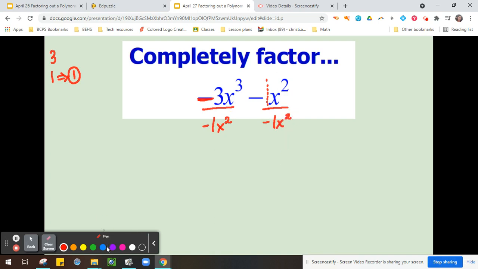And then nothing has changed. The process is the same. We're going to do negative divided by negative, which is a positive. 3 divided by 1 is 3. And x to the 3 minus 2 is x to the 1. Then we have another negative 1 divided by negative 1, which is actually positive 1. And x to the 2 minus 2 is x to the 0. So we do not write that down. We don't write x to the 0. No x's come down. But don't forget to put your GCF as the factor outside the parentheses.